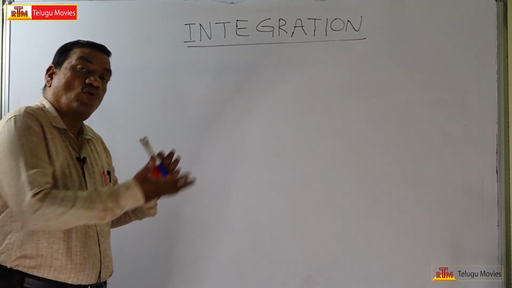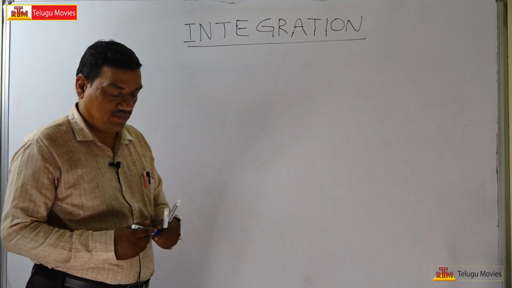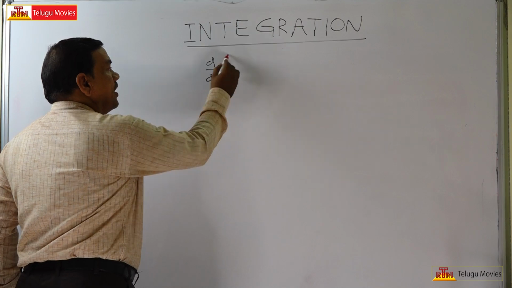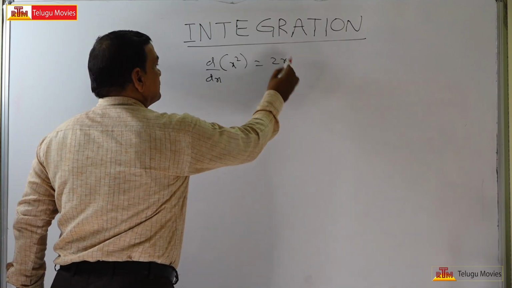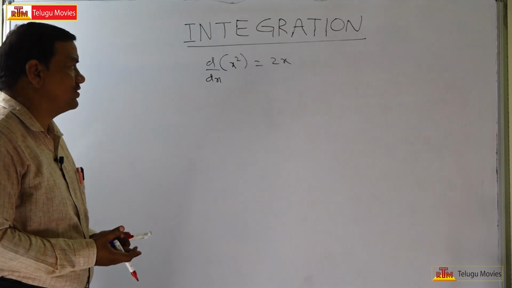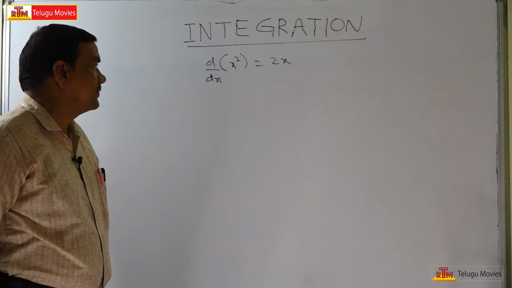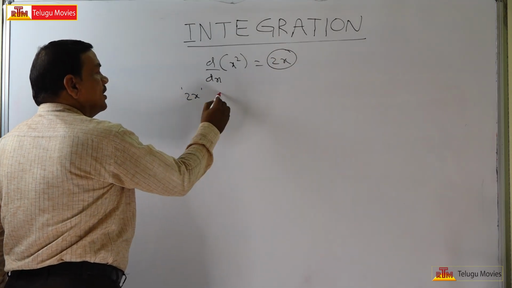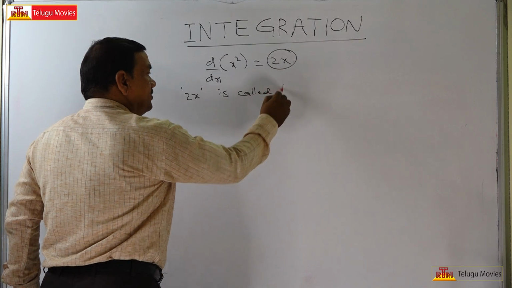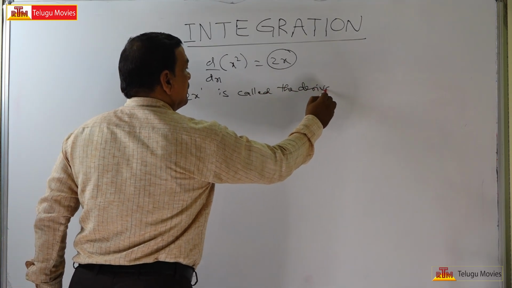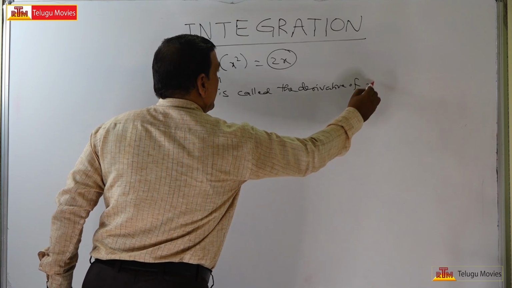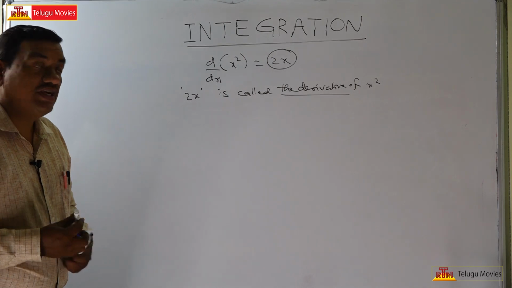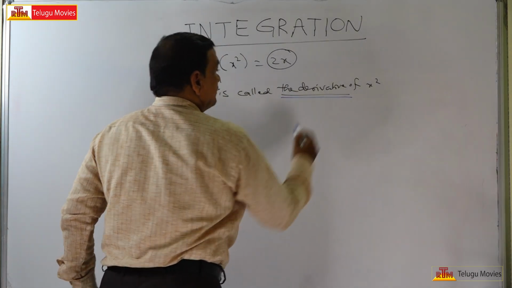Now let us go to differentiation. We know that the derivative of x square is 2x. Already we learned. Here 2x is called the derivative of x square. Underline the derivative. I am saying the derivative of x square, not a derivative.